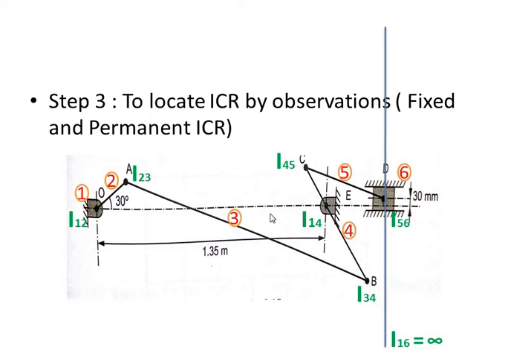All these are fixed and permanent ICRs, out of which I12 and I14 are fixed, and I23, I34, I45, I56 are permanent ICRs. As well as I16 is also a permanent ICR, because as the slider moves, this line will move. So this is the method to find the ICR by using observation.